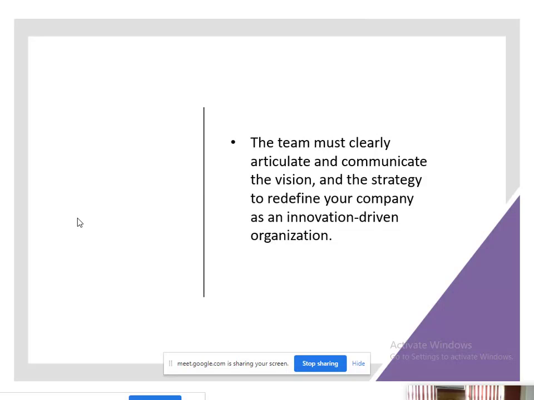The team must clearly articulate and communicate the vision and the strategy to redefine your company as an innovation-driven organization. So the team members, whoever is in the innovation team, they must show the idea. They must show whatever they want to achieve through their strategy, and they must define this strategic part.